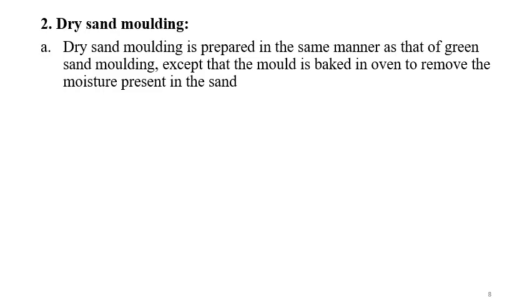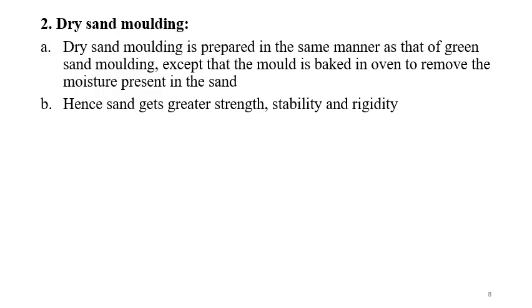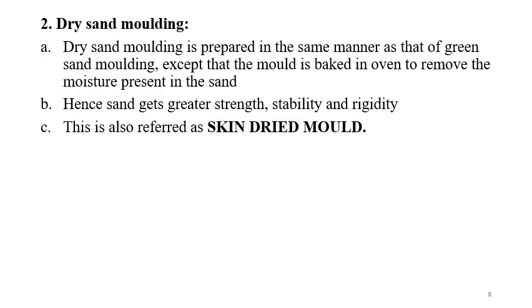First you prepare the mold, and after that you put it in the oven, then remove the moisture content present in the sand with the help of the oven or furnace. Hence, the sand gets greater strength. When the mold box is heated, its properties increase, giving greater strength, stability, and rigidity. This is also referred to as a skin dried mold.